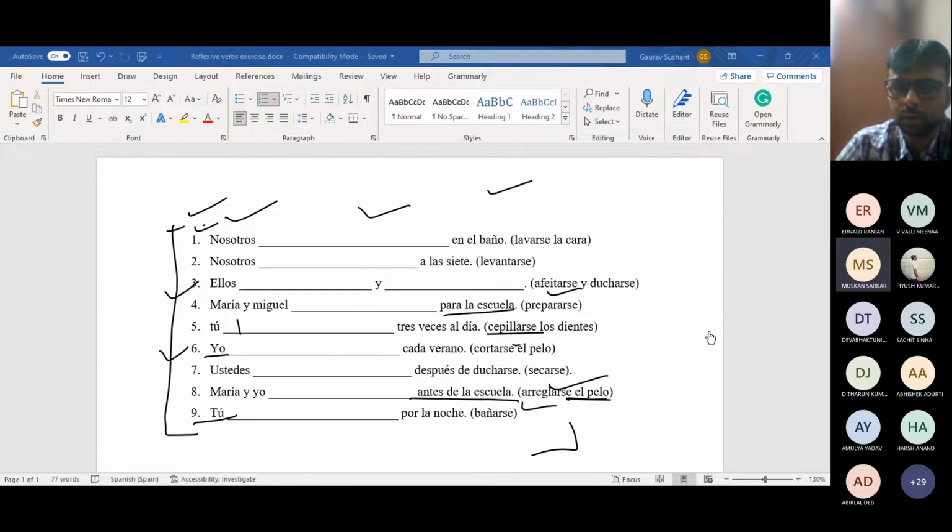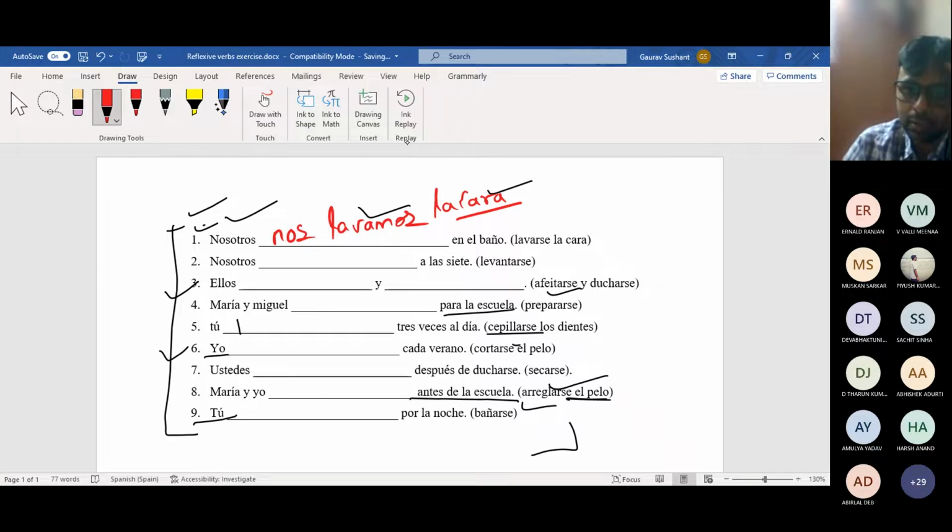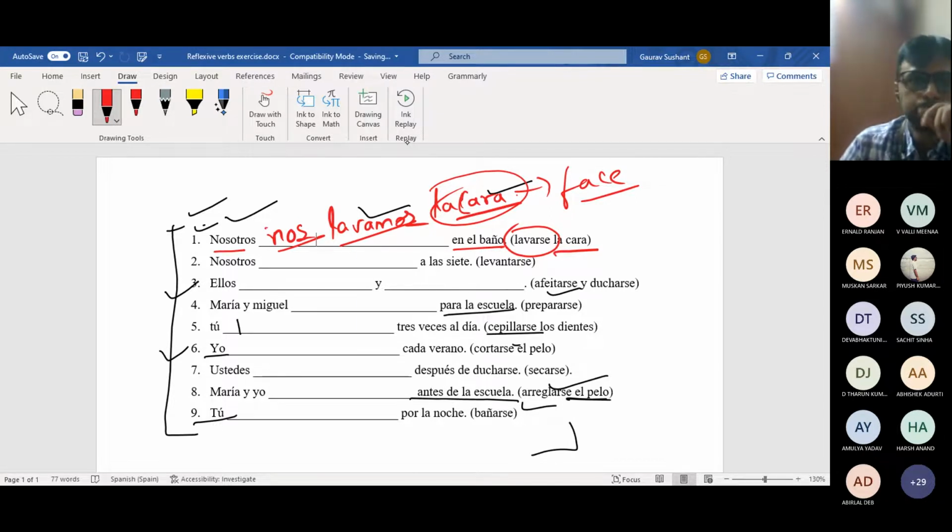Nosotros nos lavamos la cara en el baño. Yeah, exactly. So lavarse was the verb. You had to conjugate it according to the subject. Subject nosotros, so the reflexive pronoun will become nos. Verb will be lavamos. Cara is a noun, you don't have to make any change in that. Cara is basically the face. En el baño. Baño is coming from the word bañar. It is a noun, which means the bathroom, washroom. So that's it.